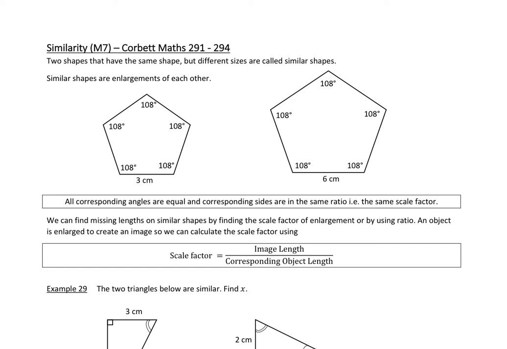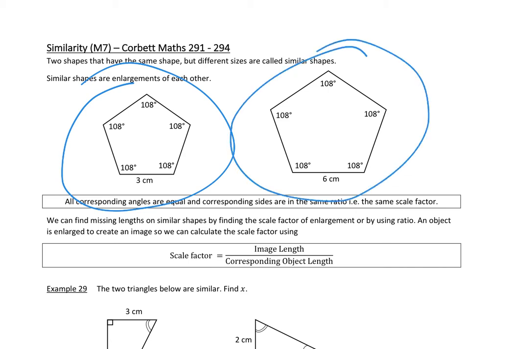In this video we're going to look at similarity. Now, similar shapes are shapes which have the same shape, but they're just different sizes. So for example, you can see here, this shape is similar to this shape here. They're both pentagons and all angles are the same. So they are regular pentagons, so they must be similar shapes.